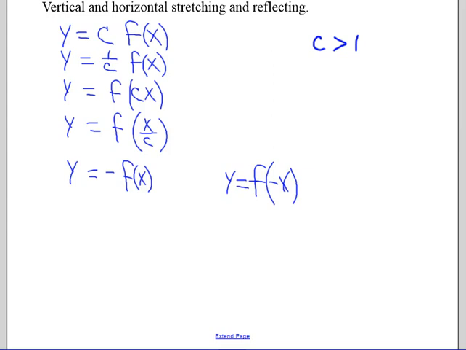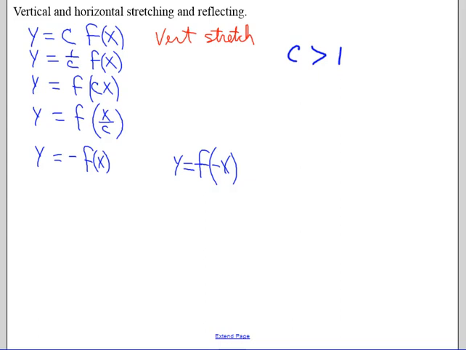Taller. It's a vertical stretch. Now, with a parabola, a vertical stretch kind of sort of looks like it got skinnier, but that's not how it got there. When I take a parabola and make it taller, it looks like it's squeezed in, but technically that's not what happened.